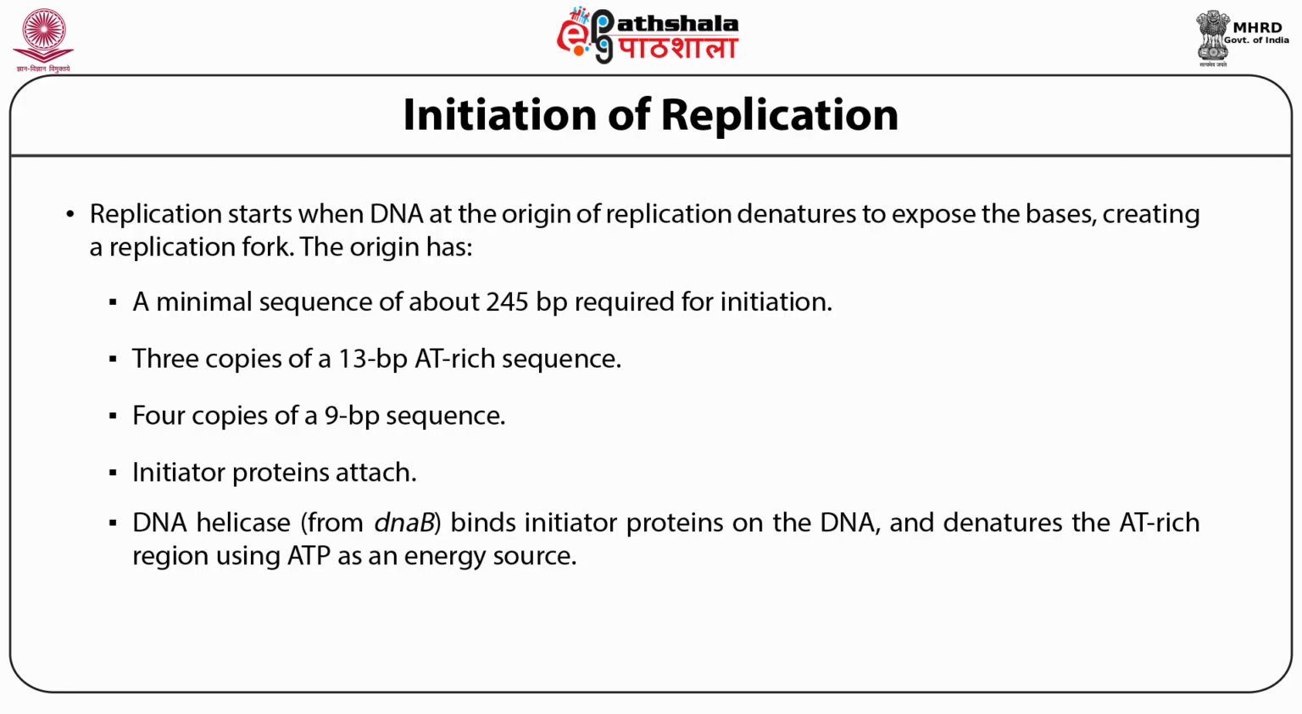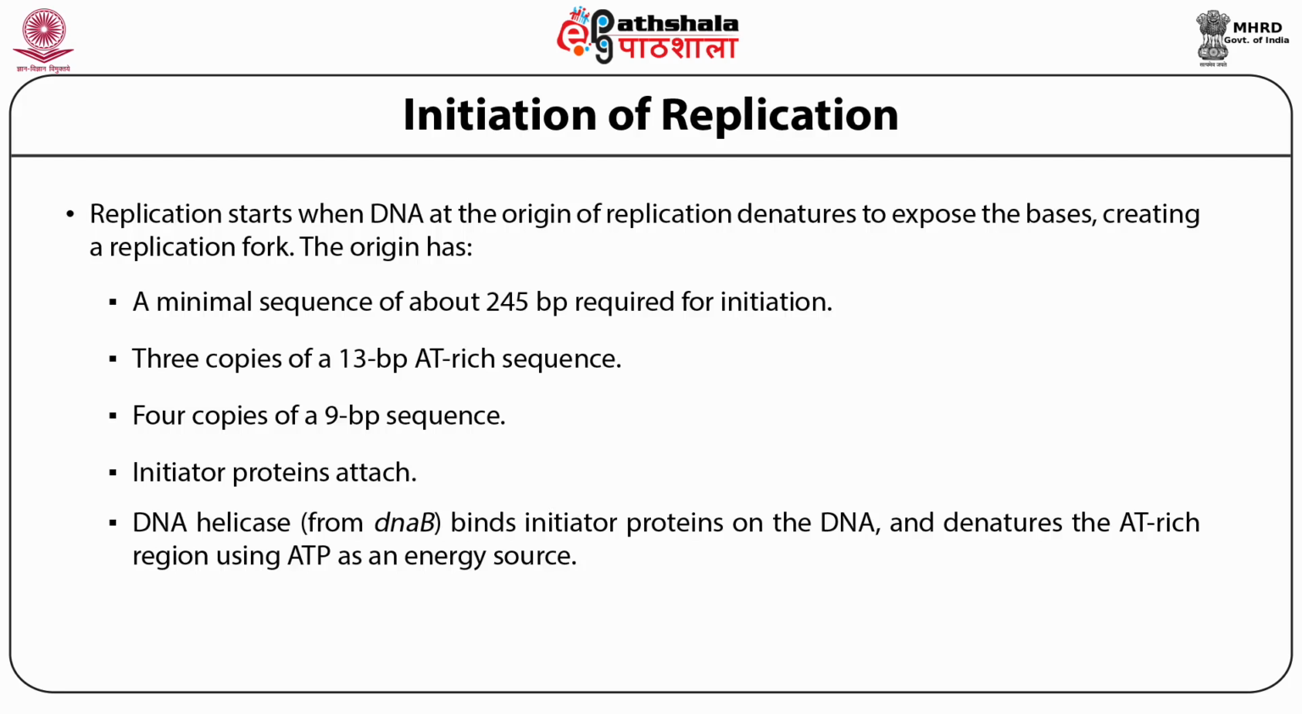DNA helicase. Now, DNA helicase comes from the DnaB gene in E. coli. This binds to the initiator proteins on the DNA and it denatures the AT rich region which was referred to in the previous slide. It uses ATP as the energy source. Now, this is the first thing which occurs during DNA replication.